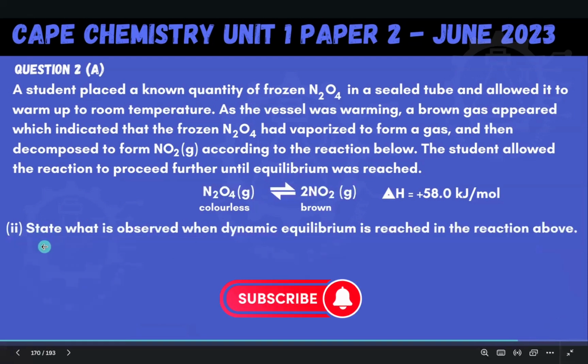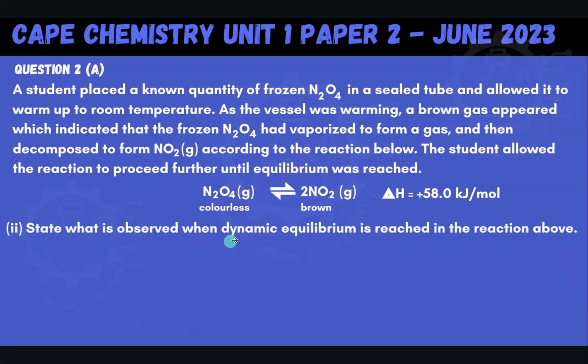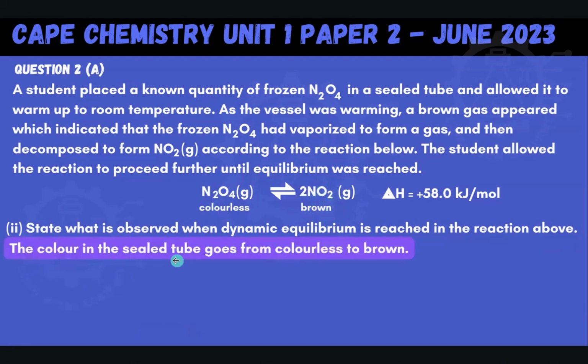Part 2 says state what is observed when dynamic equilibrium is reached in the reaction above. So here's our reaction. Initially, all we had was colorless N2O4, and as equilibrium is reached, we're going to see this brown color appear, which is indicative of NO2 now being present. So the color in the sealed tube goes from colorless to brown once dynamic equilibrium is reached.